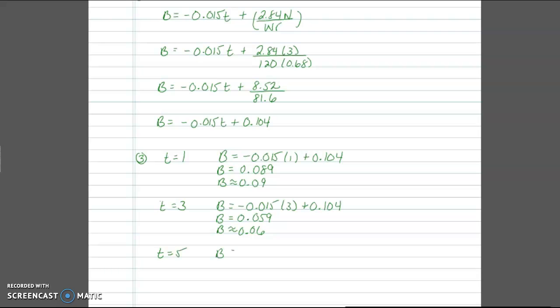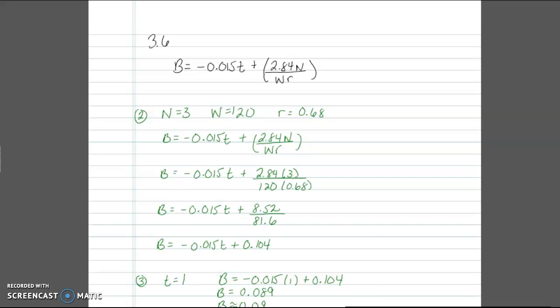And finally, for when T is equal to 5, again going back to the original, replacing T with 5. My order of operations are multiply and then add. Don't forget, once again, that we have a negative. When I simplify this expression, I have 0.029, which rounds to about 0.03.